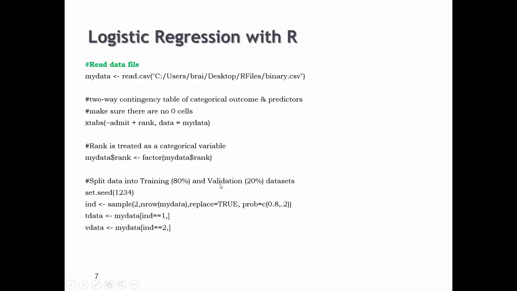And then we split data into training and validation. So I'm using 80-20. I have used set.seed 1, 2, 3, 4. So what it does is, when you randomly divide data into 80-20, it uses exactly the same seed. You'll get the same set of data for training and validation if you repeat the process. IND will contain the two samples where one will be 80%, the second will have 20% of the data. And we are specifying the first one with 80% data as T data, training data, and the second one V data, which is validation data.